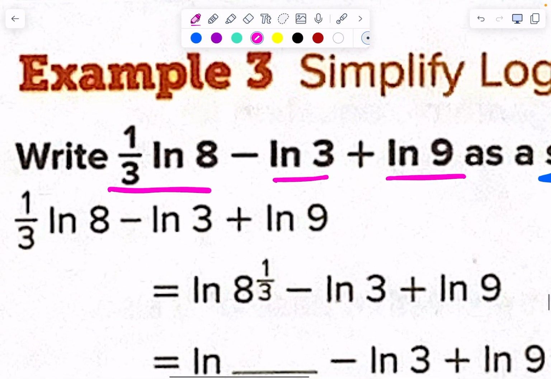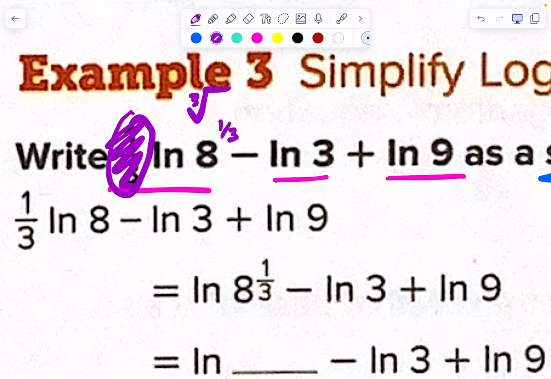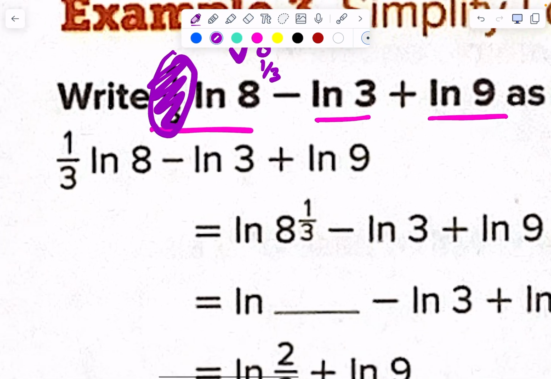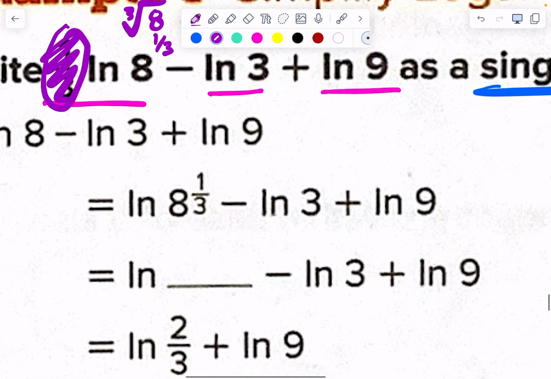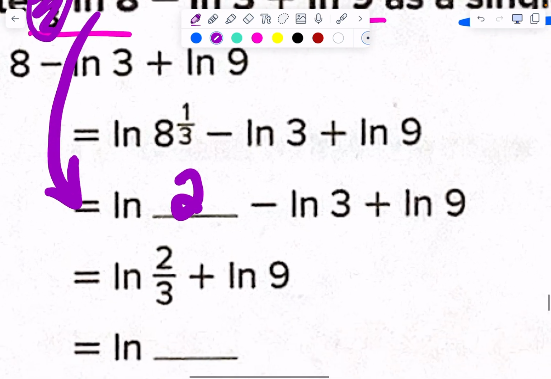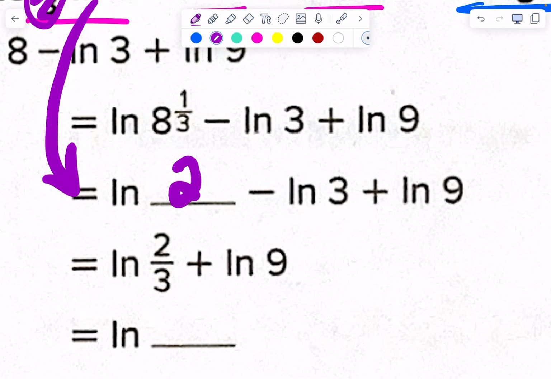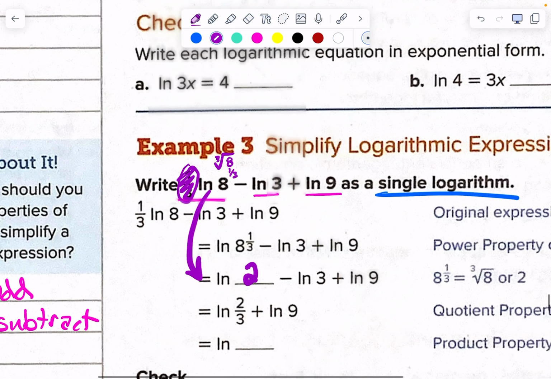Before I can put anything together, I want to look at any numbers that are out in front of my ln. So like 1/3. He has to go where? He's an exponent. So this is 8 to the 1/3 power. What does the 1/3 power mean? That's the cubic root of 8. What is the cubic root of 8, by the way? 2. So going down to this middle piece, this says ln of 2 minus ln of 3 plus ln of 9.